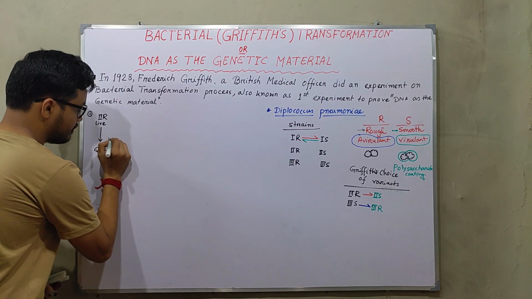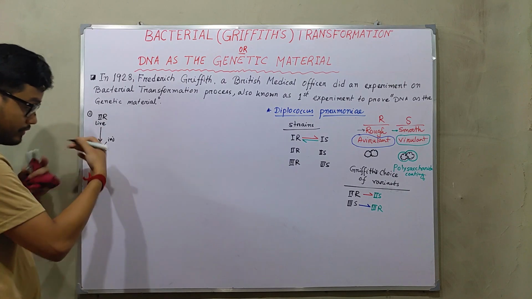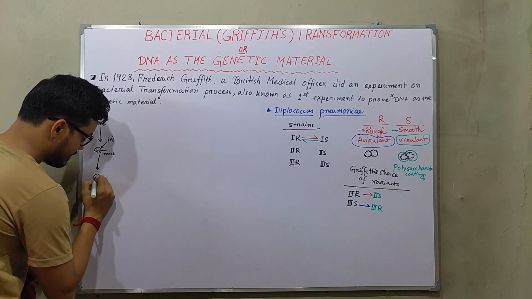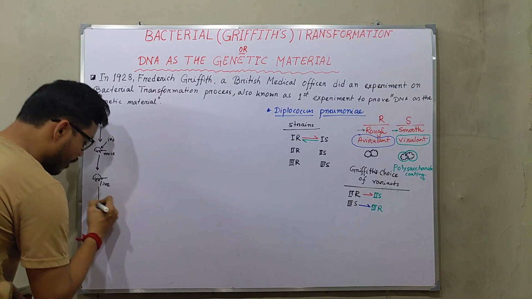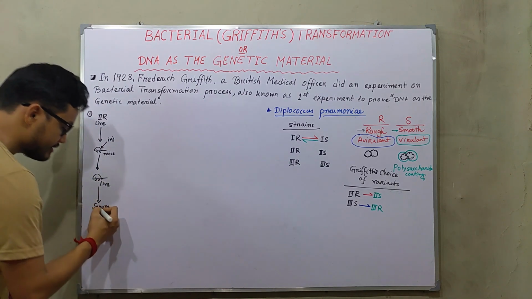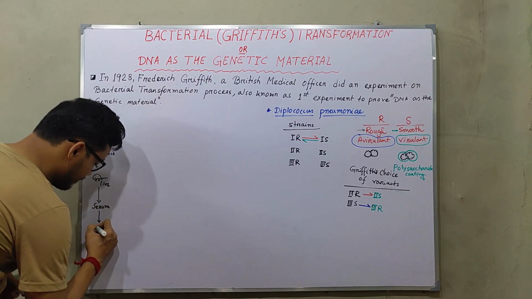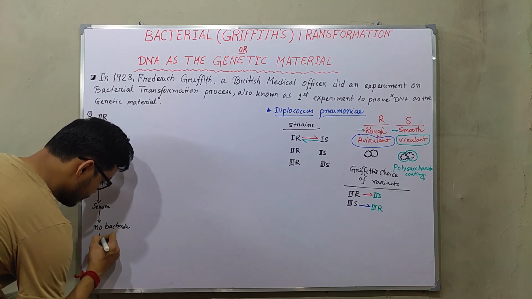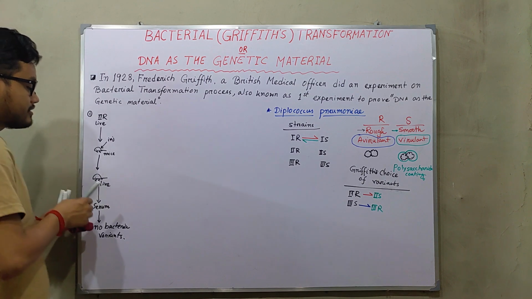After a few hours or a few days, Griffith observed that these mice survived and lived. And when Griffith obtained the serum from these mice, no bacteria variant was present. So this is the first experiment.